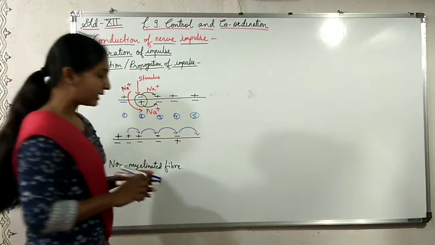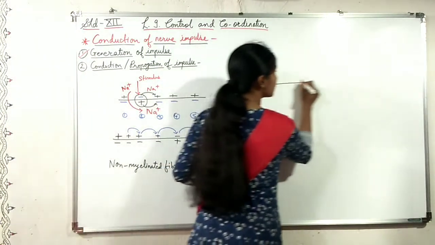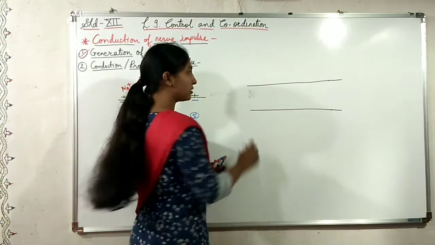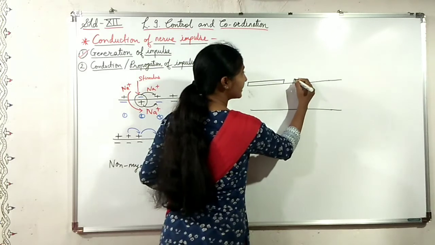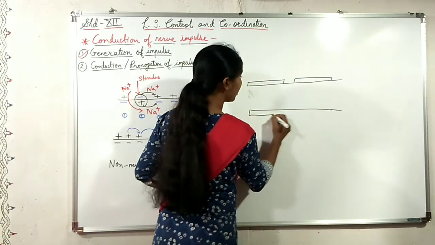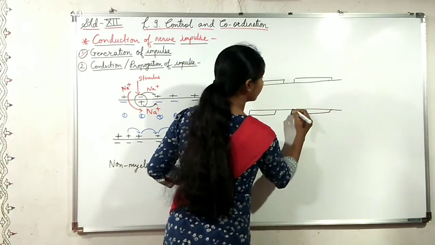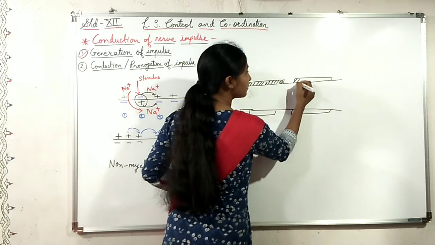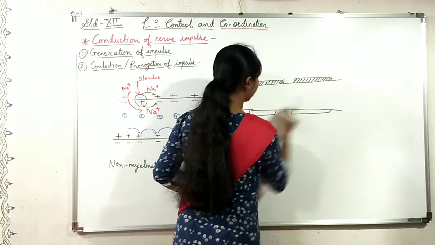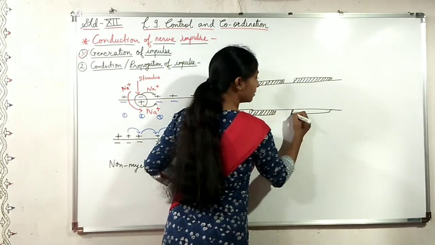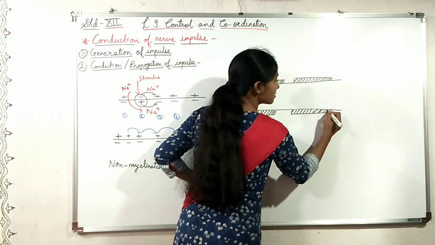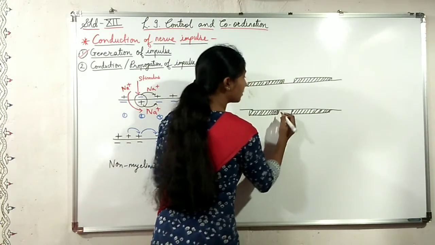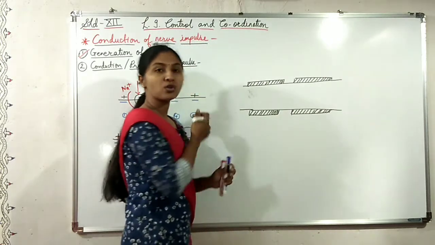But in the case of a myelinated fiber, suppose this is the membrane. This is the myelin sheath which is present on the membrane. And the spaces where the myelin sheath is not present are called the nodes of Ranvier.